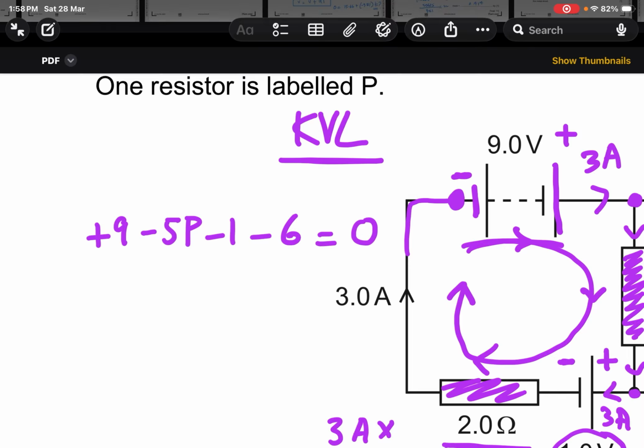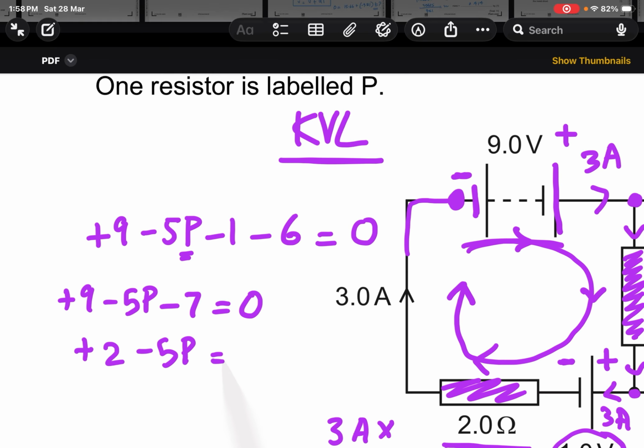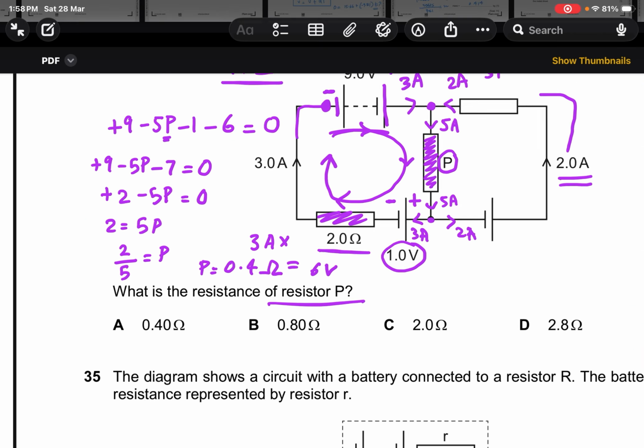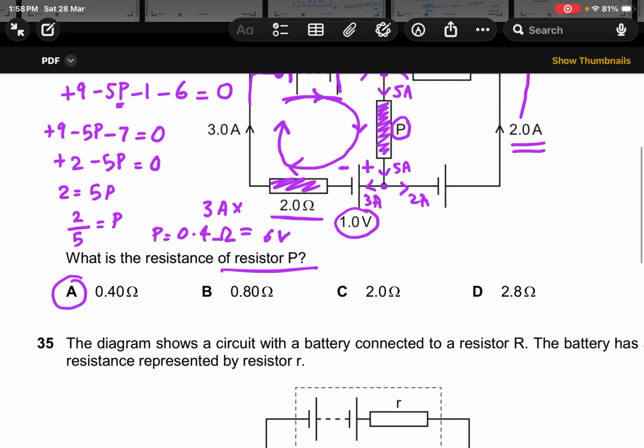So now I have to figure out the value of P from here. So plus 9 minus 5P minus 7 equals 0, plus 2 minus 5P equals 0, 2 equals 5P, 2 upon 5 equals P, P equals 0.4 ohms. Okay, so 0.4 ohms. Did you get it?